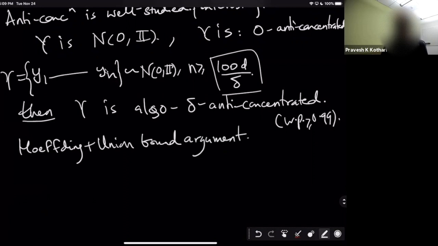This is interesting because what we found is that not only is the Gaussian distribution, an infinite support random variable, anti-concentrated, but this property is inherited by some d over delta, up to constant size, sample from a Gaussian with reasonably high probability. So it's not such an unnatural property. It holds for large enough samples from a Gaussian distribution.